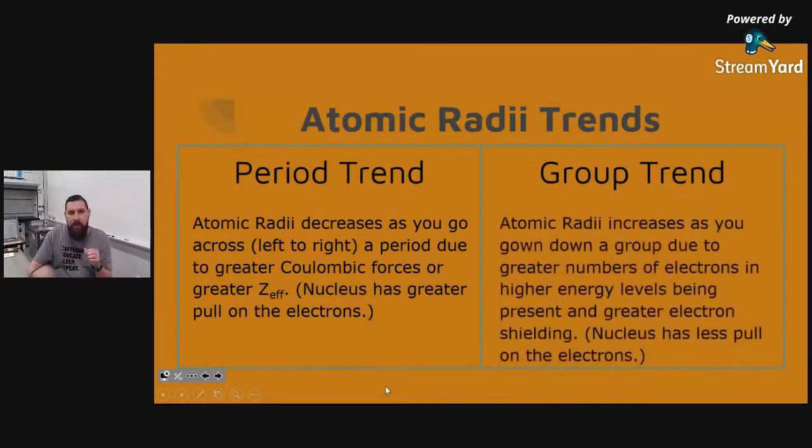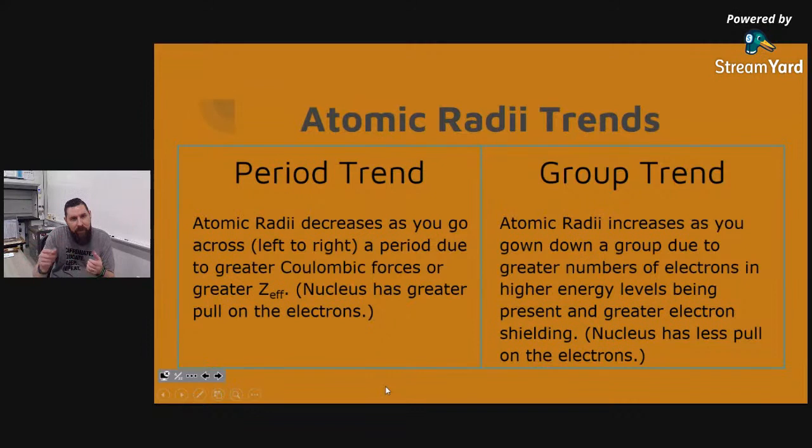As far as the group trend, we find that as we go down a column, we're going to get a larger and larger radius because we're adding on energy levels. We're adding additional orbitals. So as a result, we automatically see an increase in radius, but we also see an increase in radius because as we add those levels, our effective nuclear charge is decreased because of increased shielding.